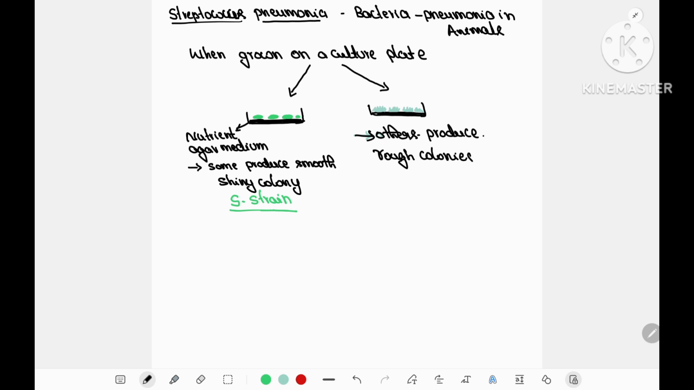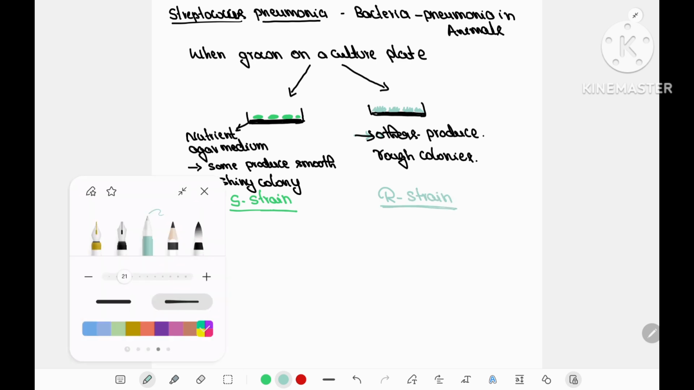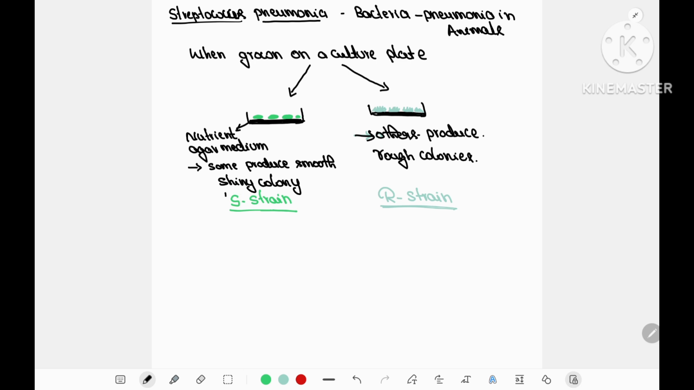In Streptococcus pneumoniae there are two strains, S strain and R strain. What is the morphological difference between S strain and R strain? S strain produces smooth shiny colonies, whereas R strain produces rough colonies. That makes the difference between S strain and R strain. But there is one more very important difference between them.